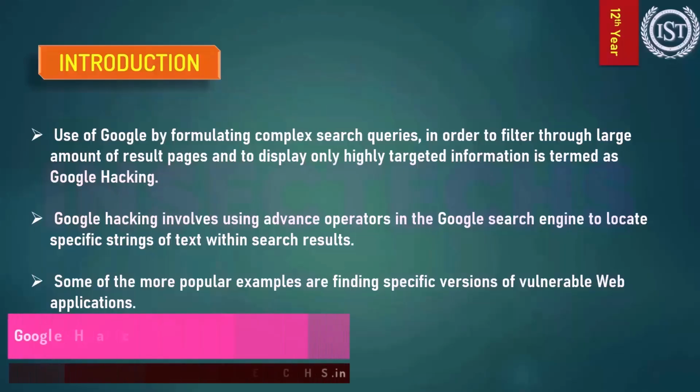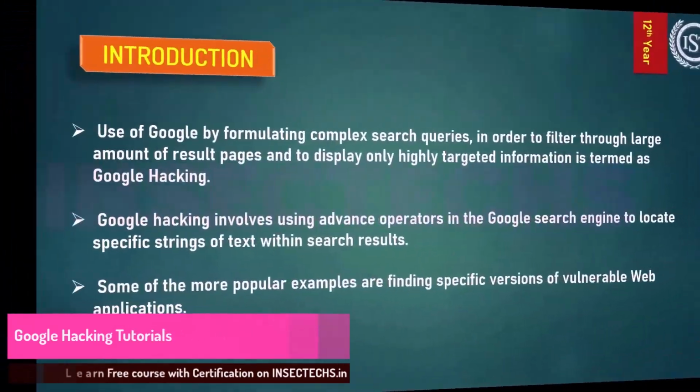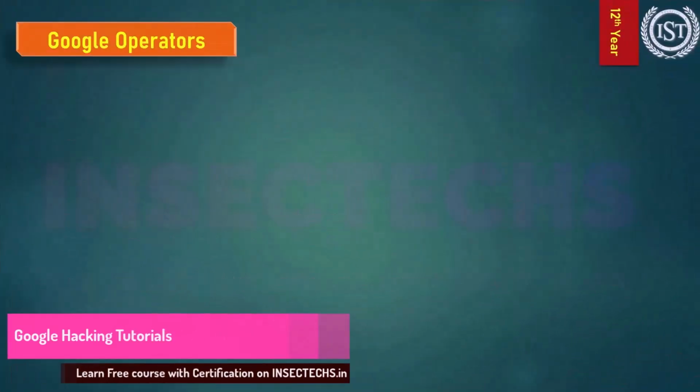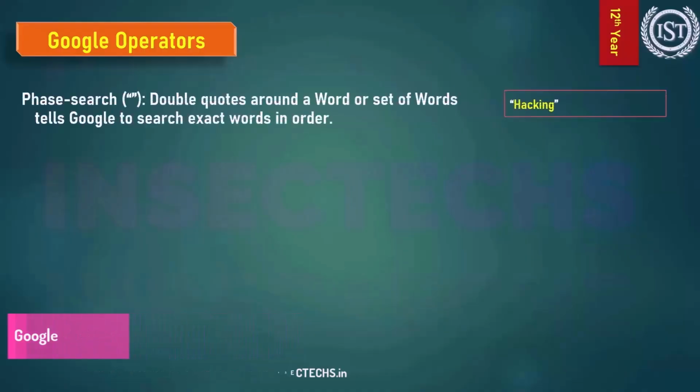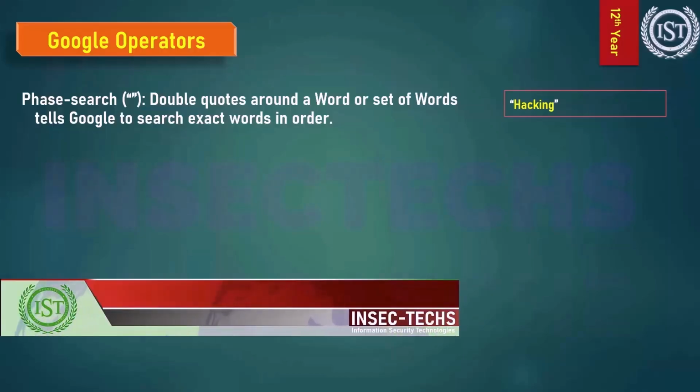Now let us try to understand some of the popular Google advanced operators. The first one is phrase search. We can simply enter text within double quotes into the search engine, and the search engine automatically tries to find the exactly matching words with the text we have entered.